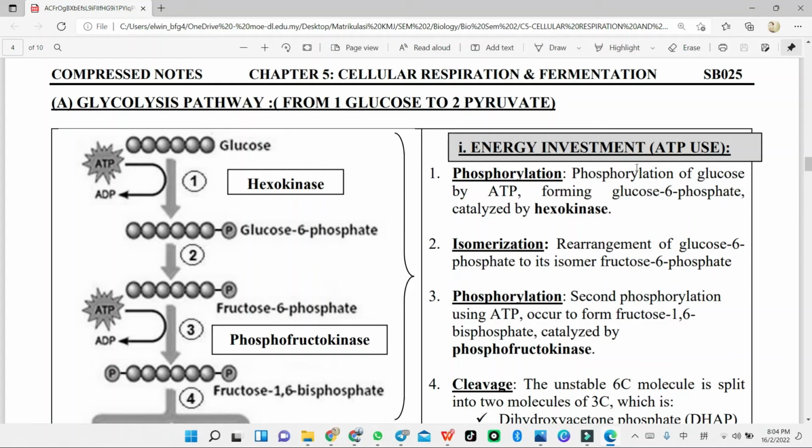Explanation. So first of all, the glucose is obtained from the intestine and will be delivered into the cell, and it will be used by the mitochondria. How we use it will be explained further. So first of all, the first process is called phosphorylation.